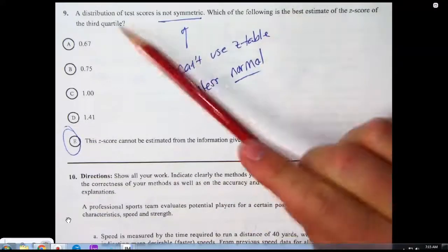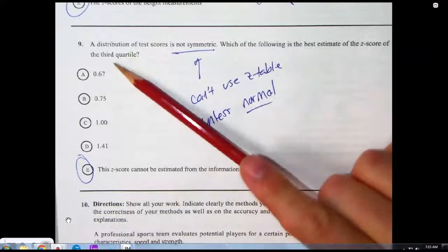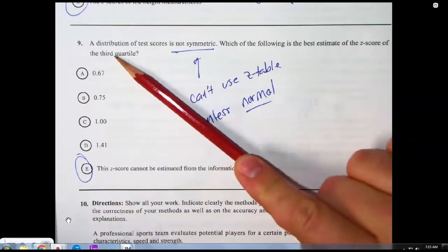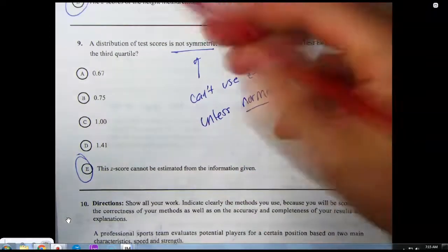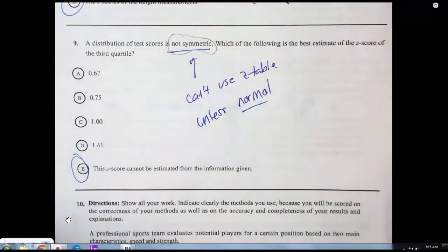Number 9. So z-score of the third quartile. When I first saw this question, I was like, okay, 75%. So I'm going to find out where 75% is. But then when I read through it again, this "not symmetric" is a big deal. You can only use this z-table if it's normal, because it's normal distribution probabilities, and this one tells us it's not. So we're kind of stuck.